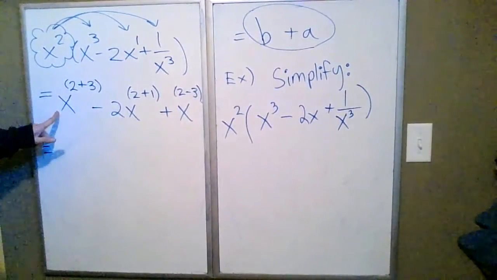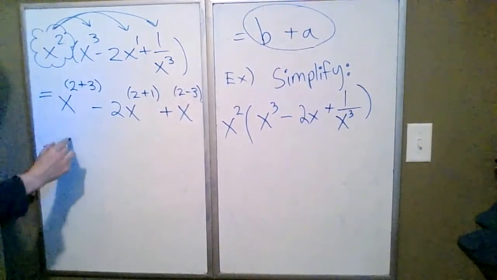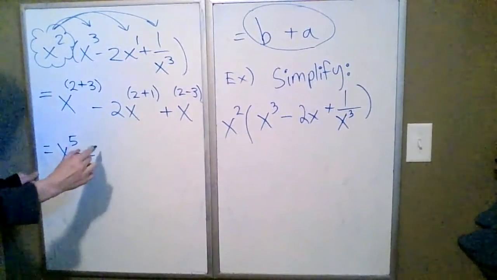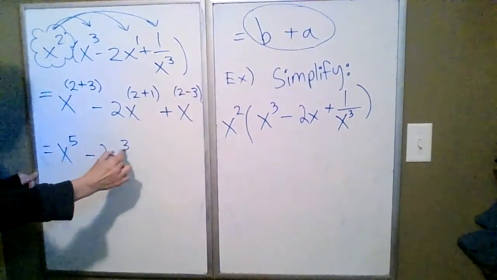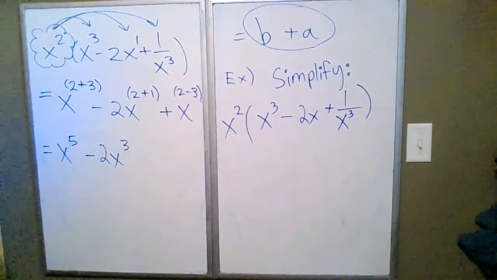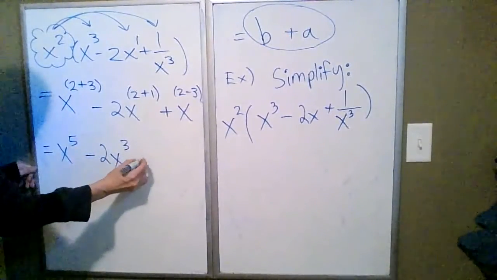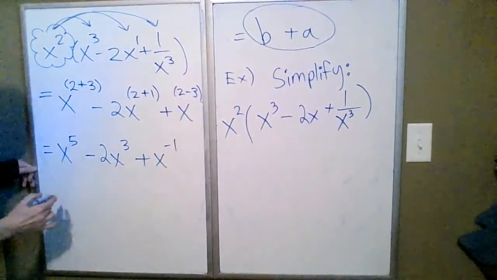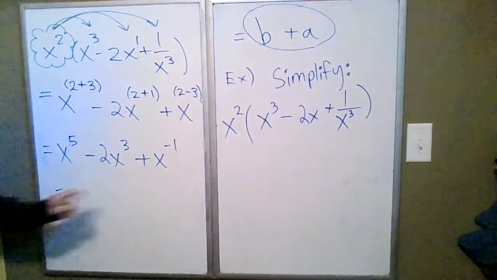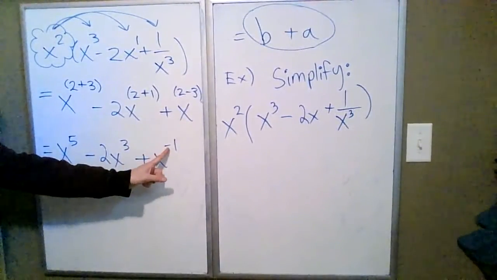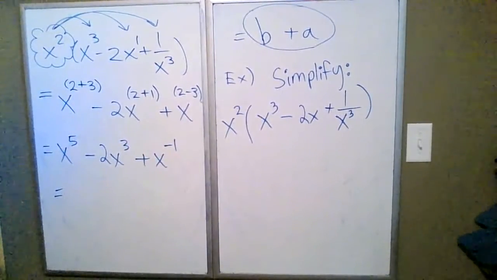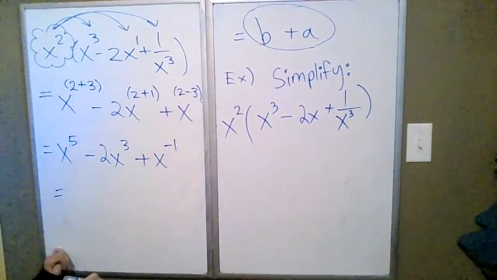Okay, x to the 5th. Subtract 2x cubed. Add x to the negative first, or x with the negative 1 power. Okay, last step is just to take care of the negative sign right here. So x to the 5th, subtract 2x cubed, and then add 1 over x.